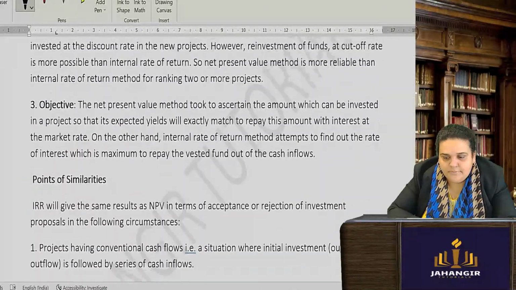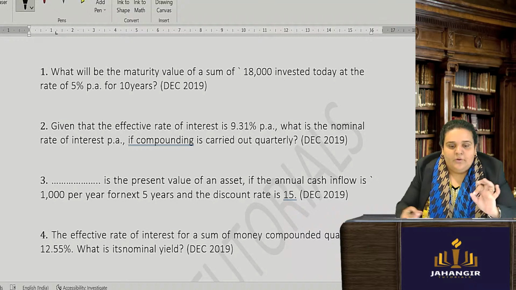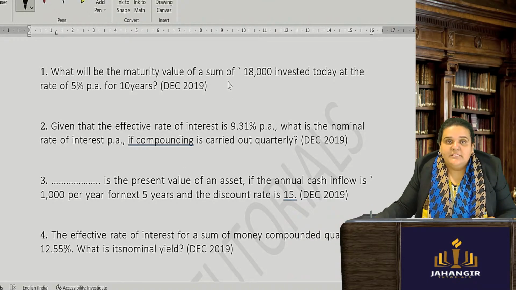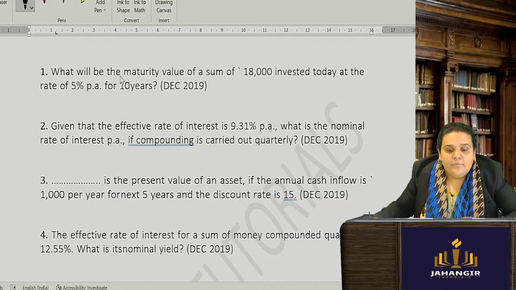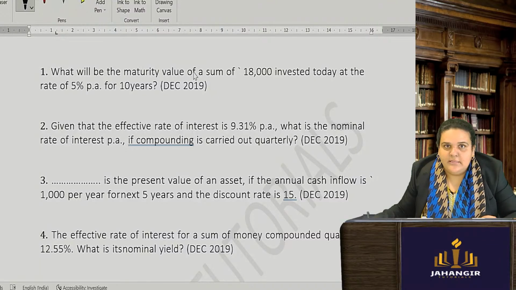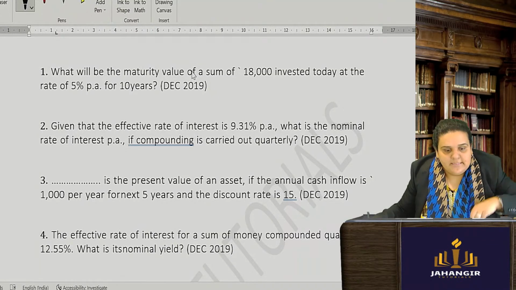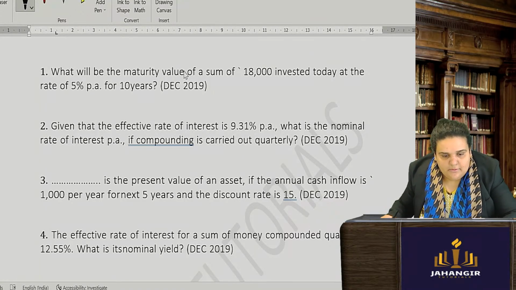All the remaining questions I am solving. What will be the maturity value? Now you have to write down the formula also. What will be the maturity value of a sum of 18,000, which I am investing today at 5% per annum for 10 years? They are asking. Simple.